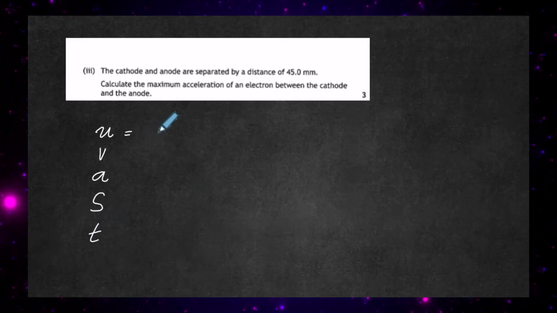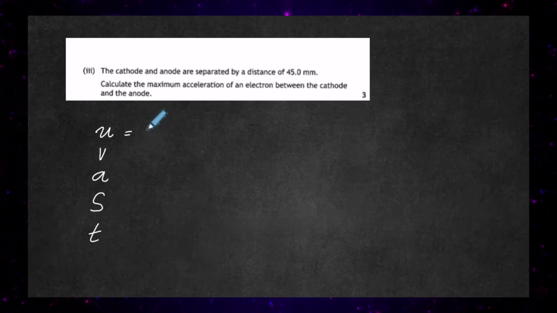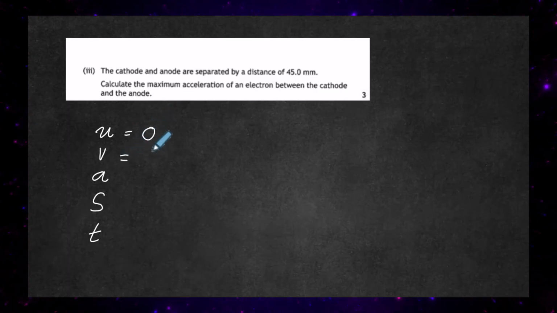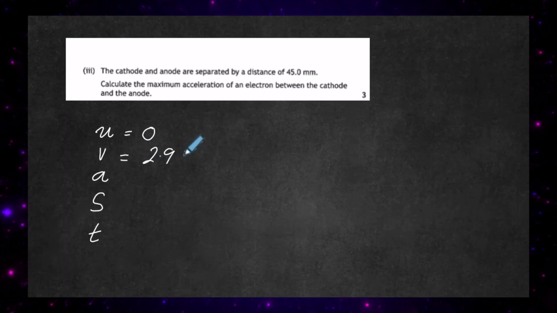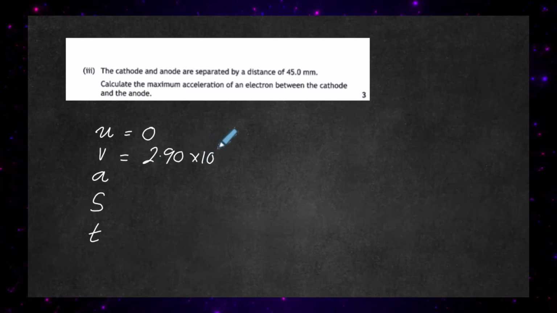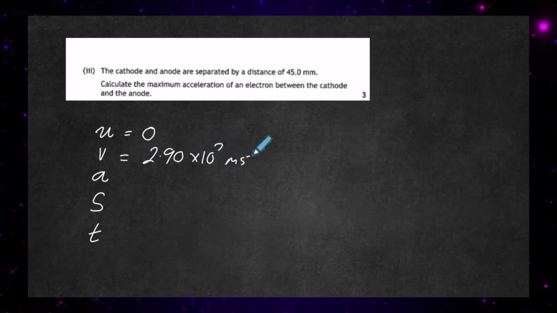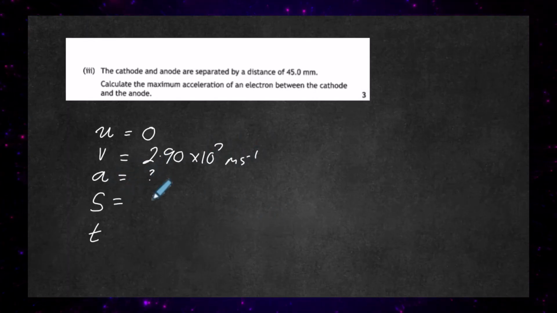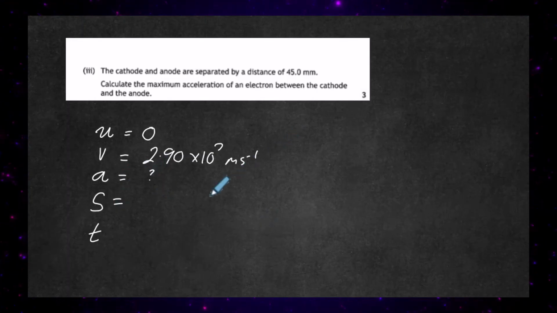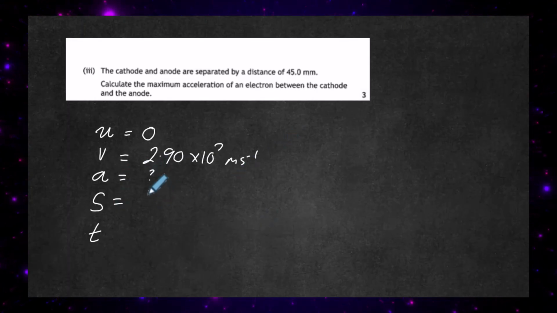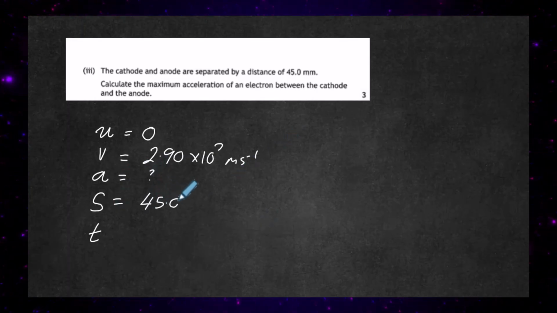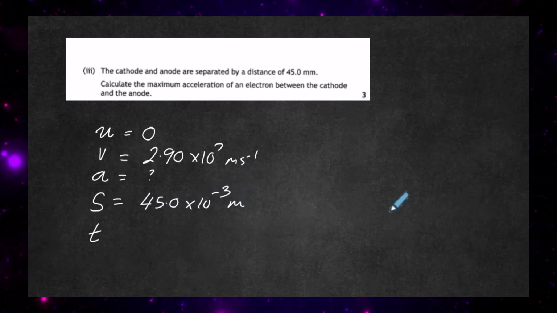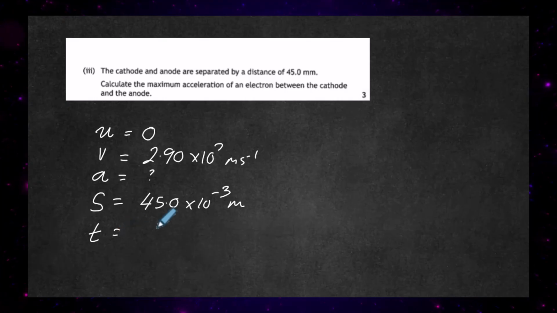So we put in first of all u. We assume that the electron is starting off from rest, so u becomes 0. Its final velocity, we just calculated, was 2.90 times 10 to the power 7 meters per second, and we've got to find its acceleration. The displacement, the distance it occurs in, is going to be 45 millimeters, but be careful, it's going to be 45.0 times 10 to the minus 3 of a meter. You must keep everything in meters. We don't know anything about the time.